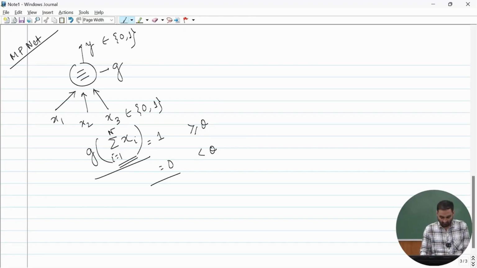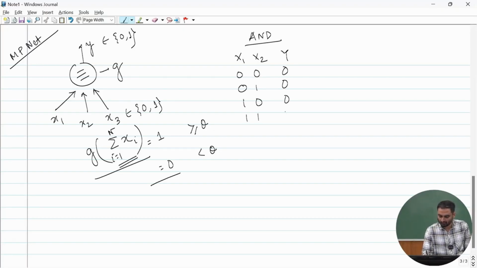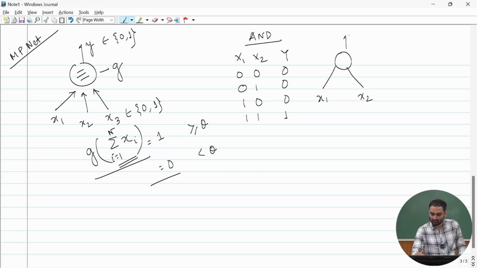So with this you can think of modeling different types of operations, Boolean operations, Boolean functions. For example, let's say AND. We know the AND operation: x1, x2 are inputs, y is the output. 0 0 gives 0, 0 1 gives 0, 1 0 gives 0, 1 1 gives 1. So how do we use MPNet to mimic the AND operation? What is going to be theta? Think about it. There are two inputs, x1 and x2, and this is the output y.